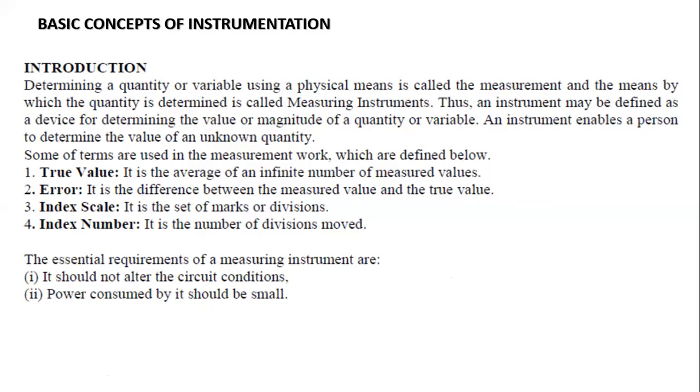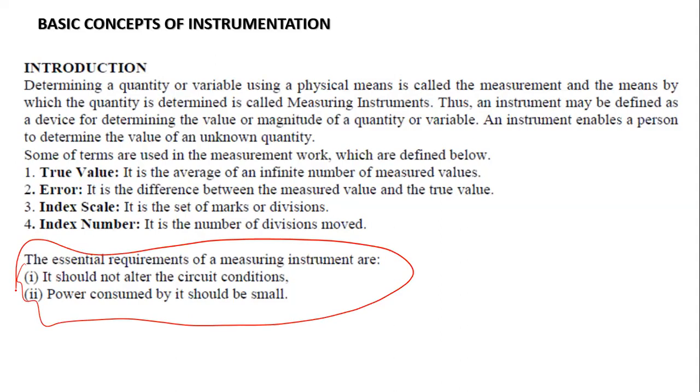But in designing a measurement instrument, some parameters need to be considered, as given here. Whenever you are performing a measurement, your measuring device, your instrument or your sensor is going to be in touch with the object you are measuring. That should not alter the circuit conditions, or the physical quantity, or the object.